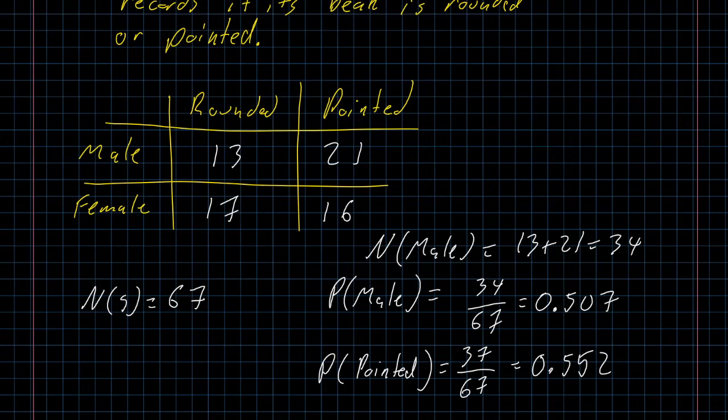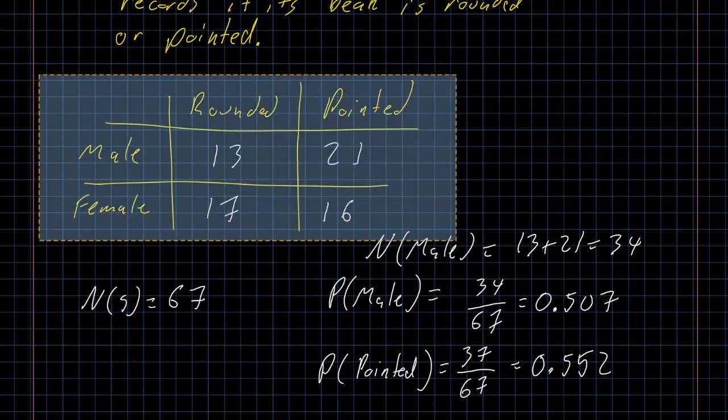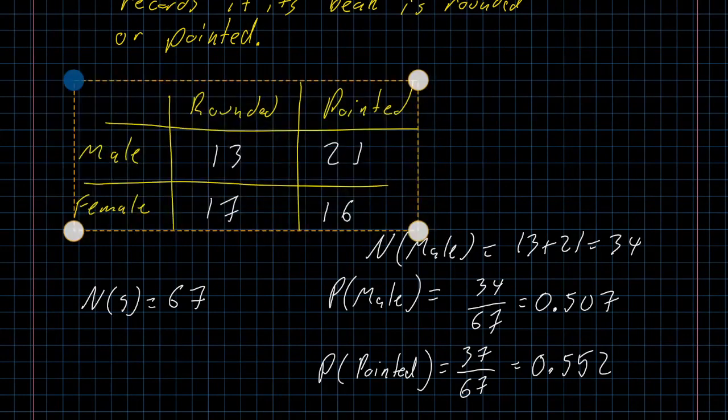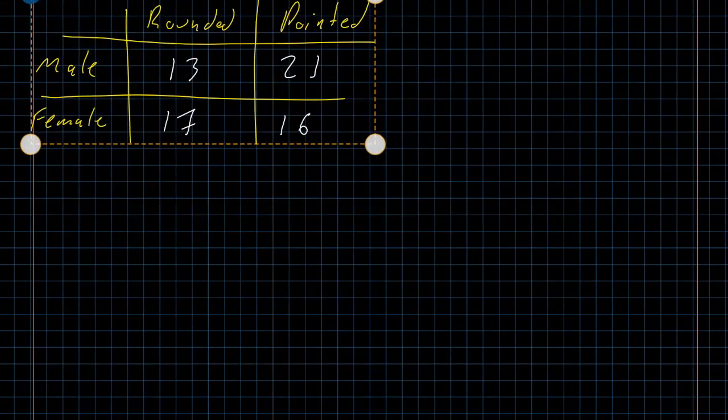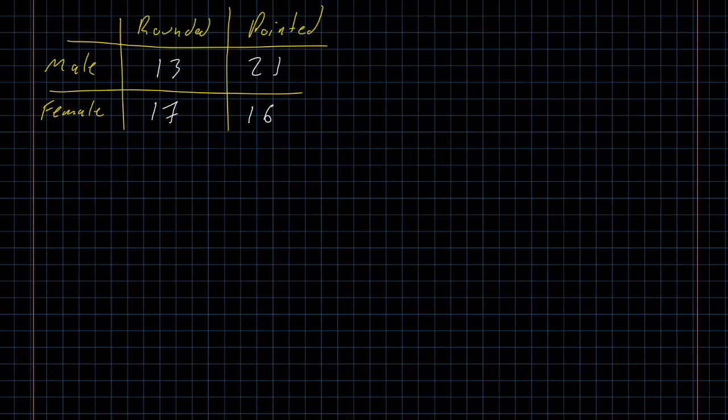Right. Continuing onward, I'm running low on room here, so I'm going to take this table and just copy it a little bit lower so I can keep it on the screen while we keep working. And I wrote that pretty big, so let's shrink it a little bit and continue onward. We were able to calculate the probability of having spotted a male finch. We were able to calculate the probability of having spotted a finch with a pointed beak.